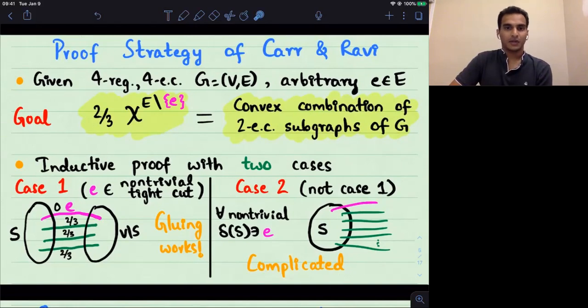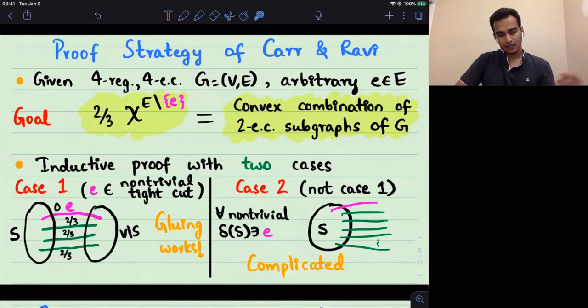Our result builds upon the result of Parr and Ravi. So it is a good idea to just see a quick proof of what they do, just the high level idea. So we want to express this uniform vector as a convex combination of two edge-connected subgraphs of a regular 4-edge-connected graph G. Parr and Ravi's proof is inductive, and it has two cases.